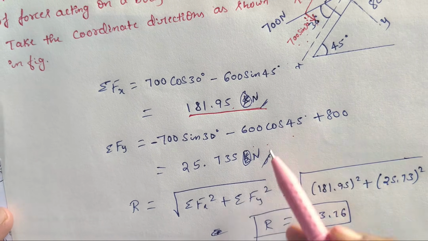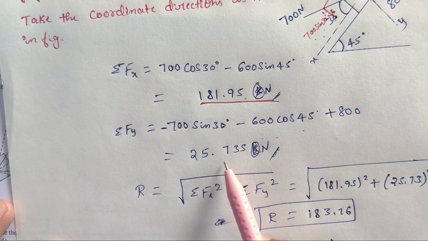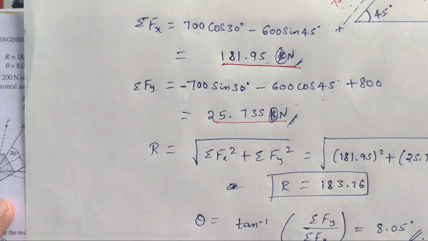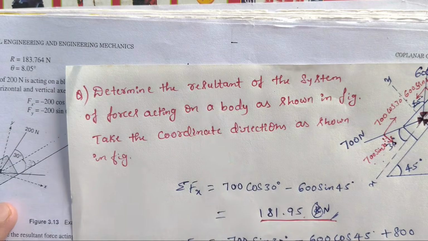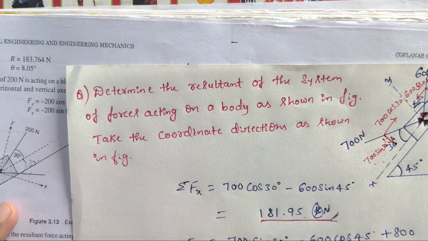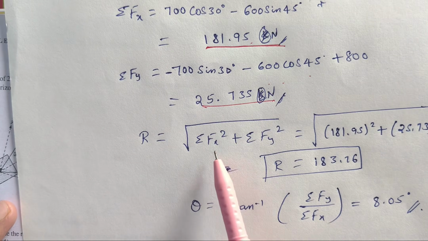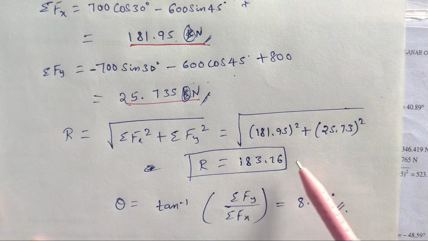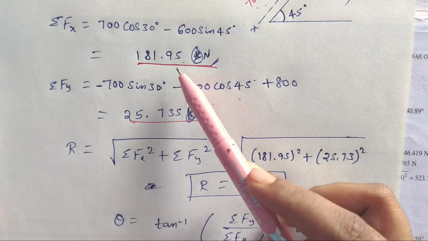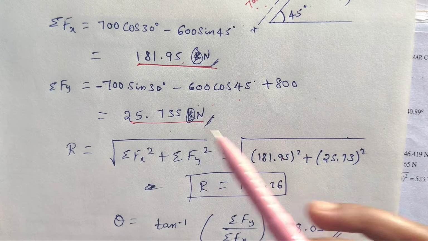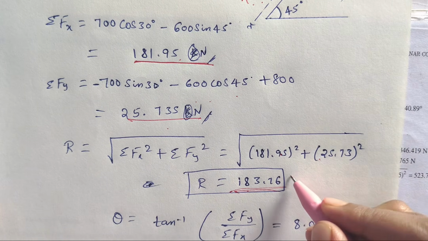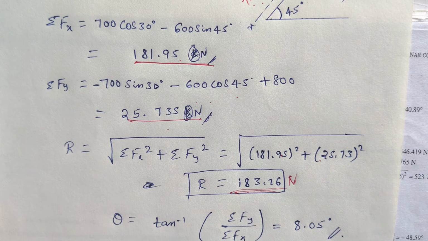While solving this, you will get it as 25.735 Newton. And next is to find the resultant. In the question itself, they have mentioned determine the resultant. So R is equal to square root of sigma Fx square plus sigma Fy square. So we'll substitute the values you got for x and y. So you will get the R value as 183.76 Newton. Don't forget that.